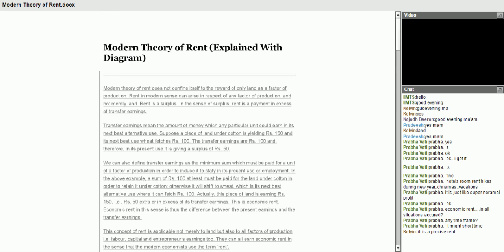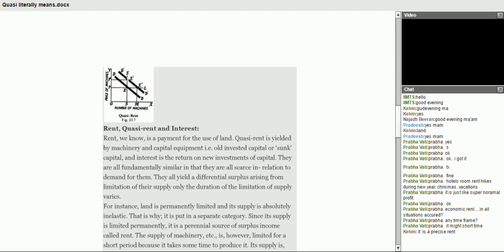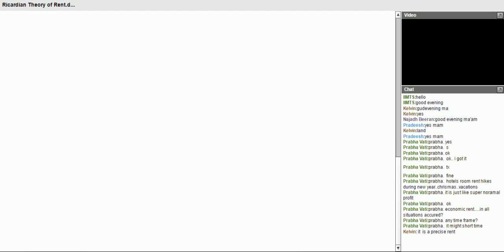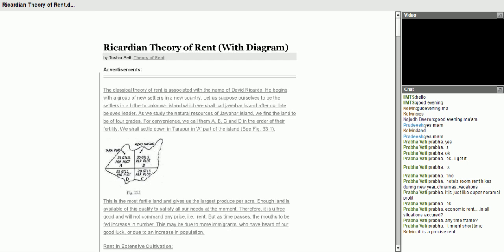Now we will come to this later. Now we'll be discussing the Ricardian theory of rent. Okay. David Ricardo was a famous economist. Have you heard about him?